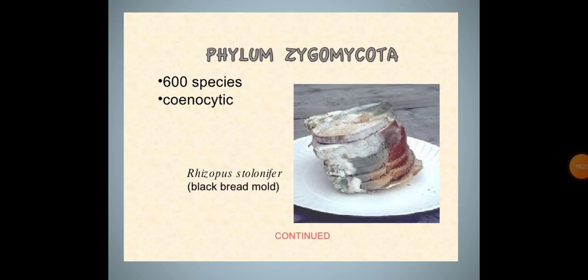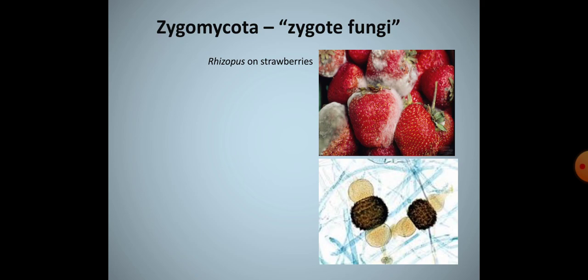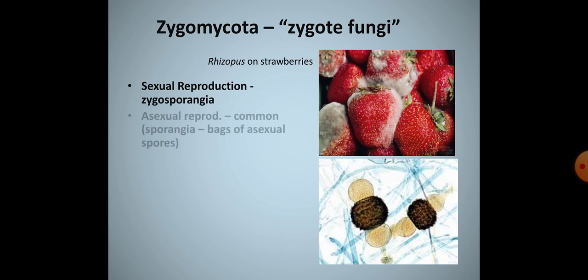Now Zygomycota, zygote fungi, you can see 600 species. They are coenocytic, that is multinucleated. An example is Rhizopus stolonifer. Black bread mold is the common example. You can see the spores, white and black spores are visible. Now strawberries having Rhizopus over them. Sexual reproduction occurs through zygosporangia.